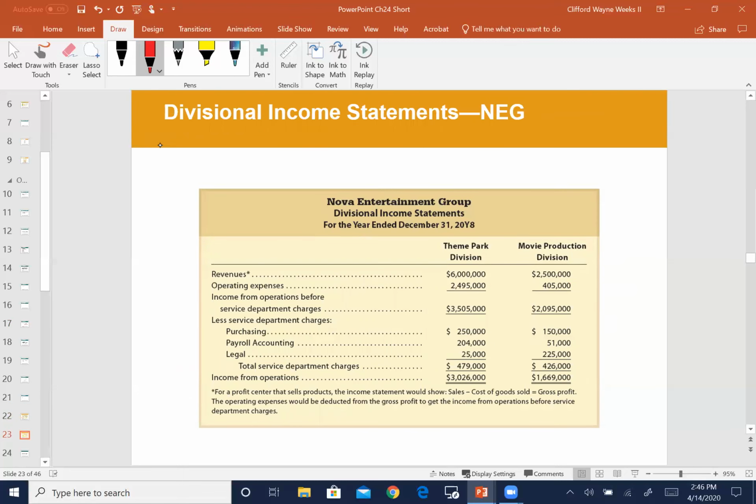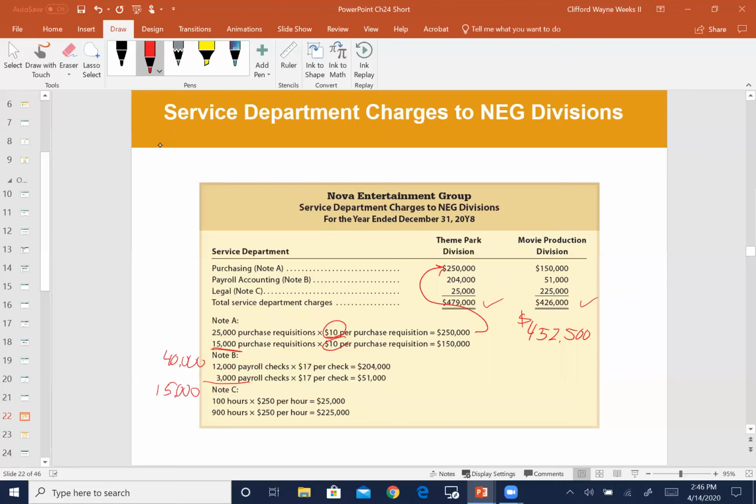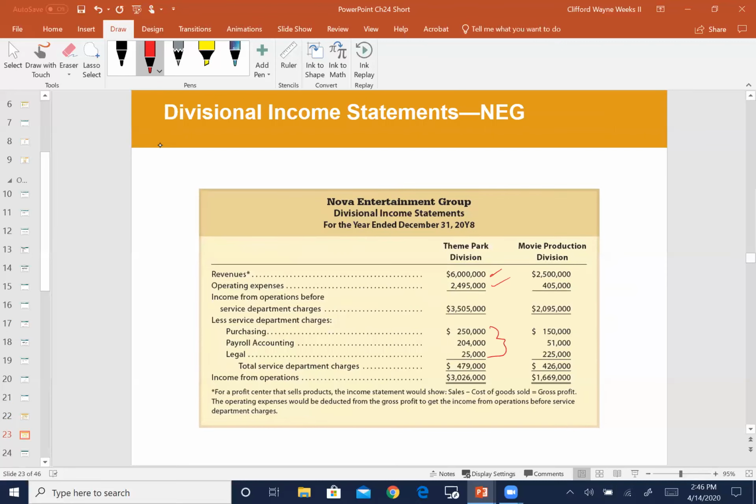And so we plug that into our divisional income statement. We had our controllable revenues and our controllable expenses, which gave us income from operations before departmental service charges. We added all the departmental service charges from the previous screen, from up here, and we come up with income from operations for both divisions. A much better allocation of costs.